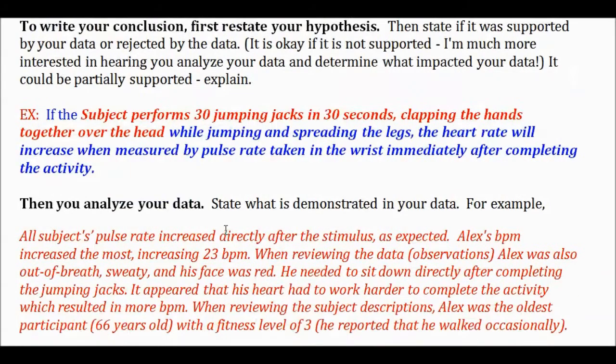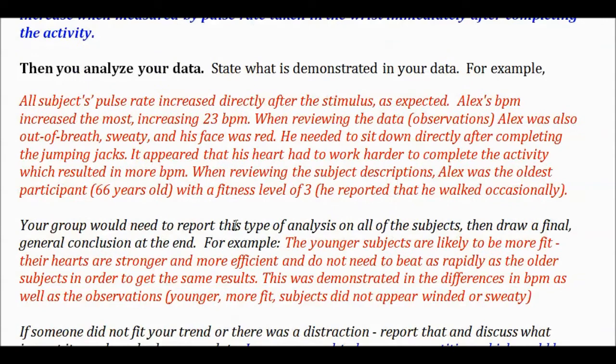Then you're going to analyze your data. What does that mean? That means you're going to look at those pulse rates, you're going to look at those observations of those people, and then start to explain what happened. Here's one example. Remember, yours might be very different. It depends what your experiment was. This is the jumping jacks. So all subjects' pulse rate increased, as expected.